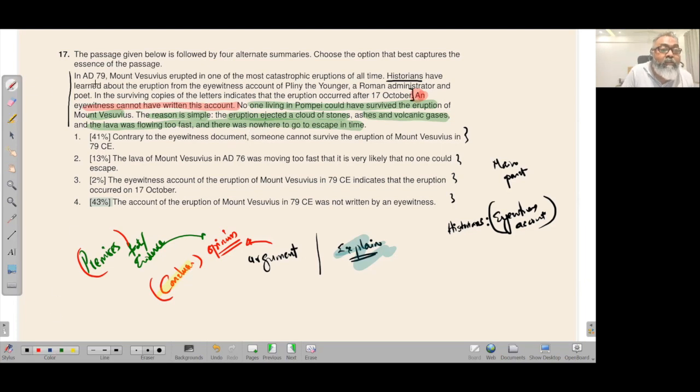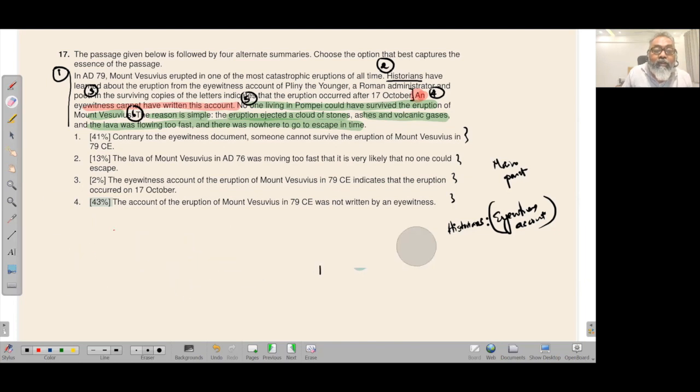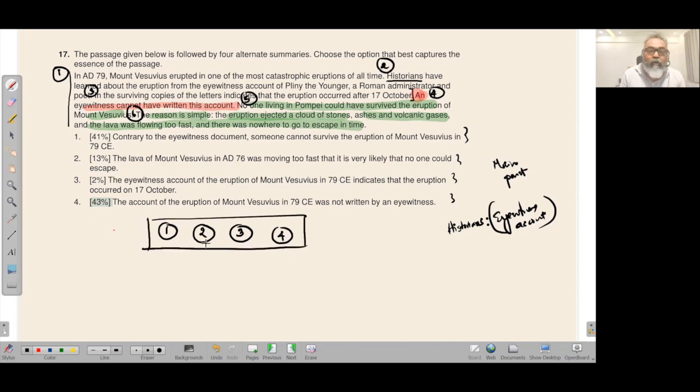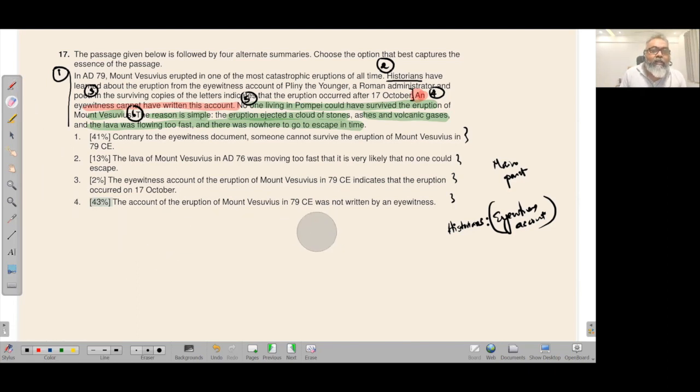So if I give this argument numbers, let's say this is sentence number 1, this is sentence number 2, this is sentence number 3, this is sentence number 4, this is sentence number 5, and the last is sentence number 6. And look at the structure of this argument. There is a fact: historians learned about it and basically indicated from a survivor's document, which mentions something. So all this is about stating that the historians are learning certain things from this document. There's a fact: it has erupted. And the entire thing is based on the documents mentioned by the eyewitness account, right?